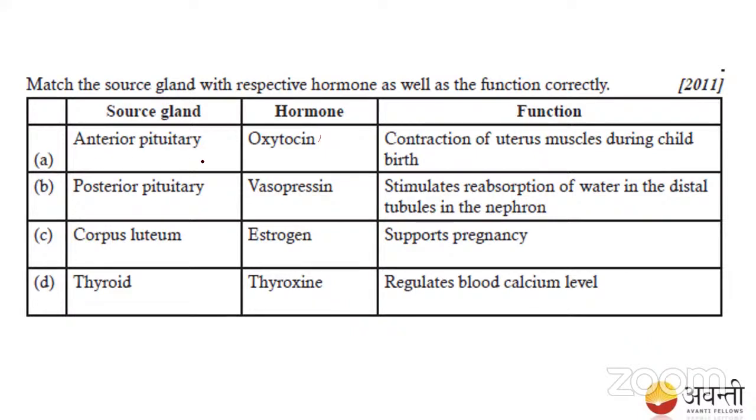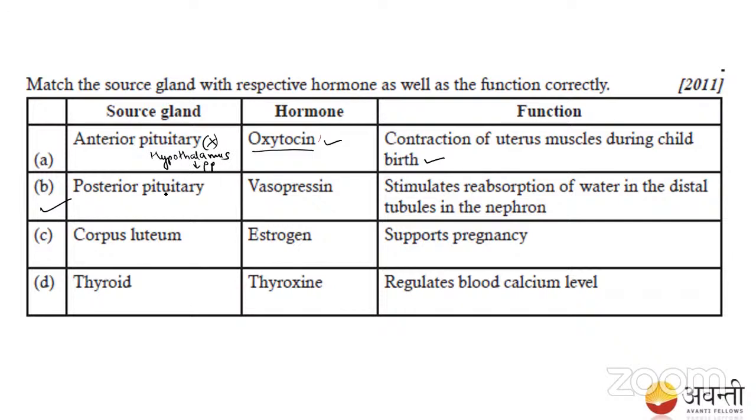Okay, so the correct option for this is option number B. Option B is your correct option. Okay, let me discuss this with you. First says anterior pituitary, hormone oxytocin, function contraction of uterus muscles during childbirth. Okay, oxytocin hormone, correct. Function contraction of uterus muscles during childbirth, correct. But the source is not anterior pituitary. The source is hypothalamus. It is secreted in the hypothalamus but stored in the posterior part of the pituitary, which is your neurohypophysis.